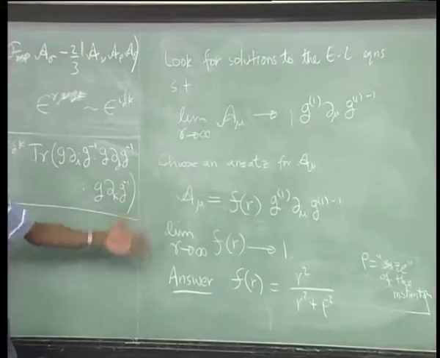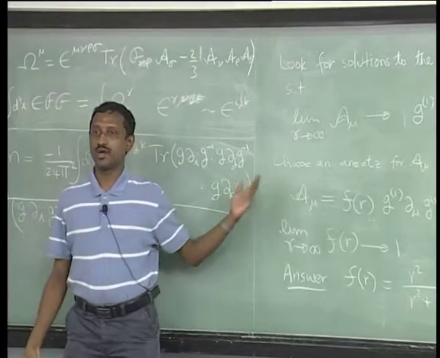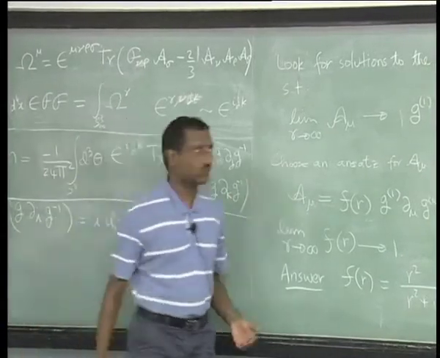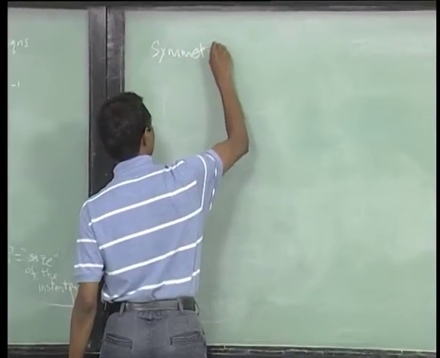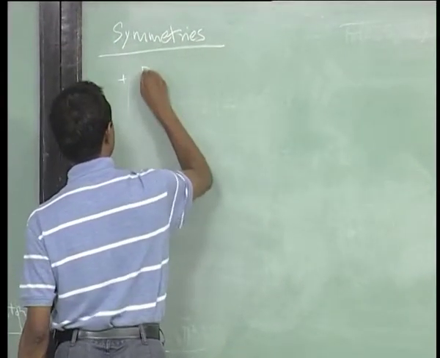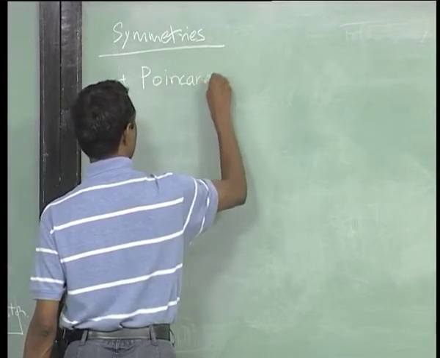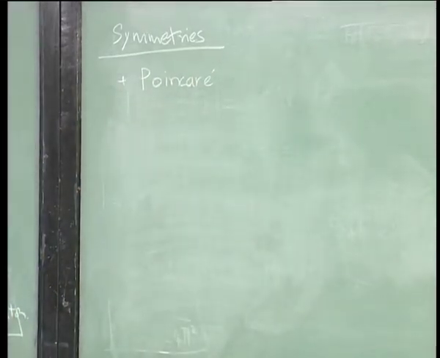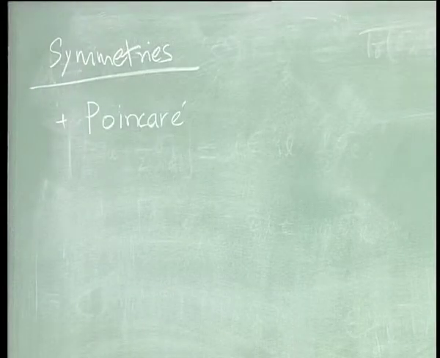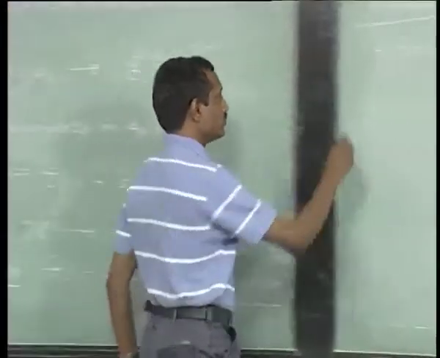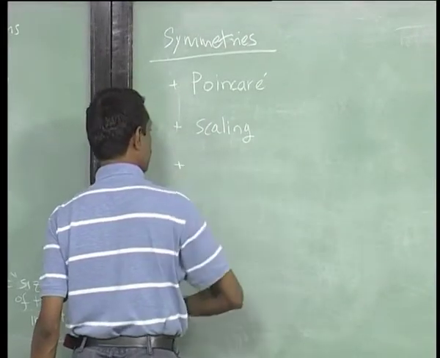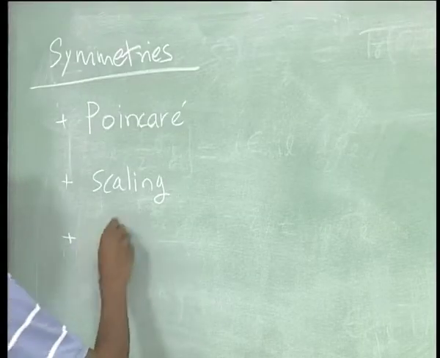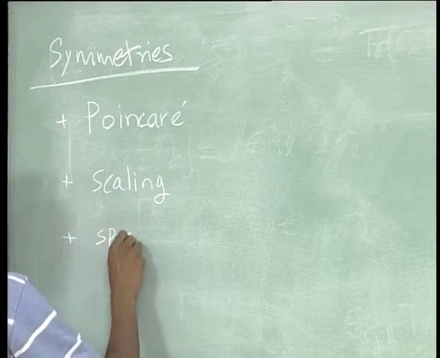The question to ask is what happens if you consider the various symmetries that you have in the theory. What are the symmetries? We have Poincare, but classically Yang-Mills has an extra symmetry, which is scaling and conformal. We have already seen some of that. So there is also scaling, and also what is called special conformal.